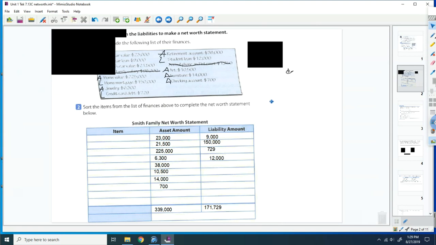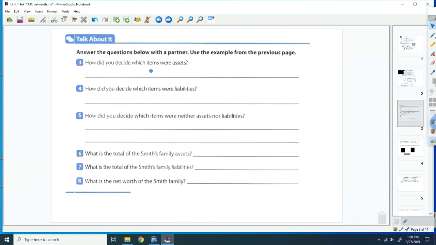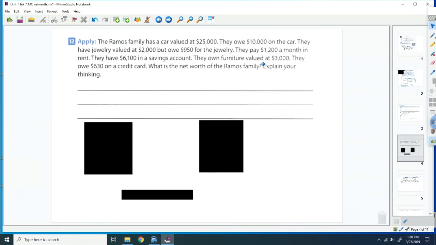Okay, to find the net worth, net worth is assets minus liabilities. So if your assets are bigger, your net worth is going to be positive. But if your liabilities are bigger, your net worth is going to be negative. When we subtract, we get a positive $167,271. All right, continue on. We actually just answered all these questions together. So let's go on to the next problem.